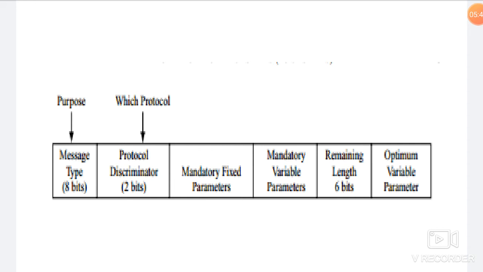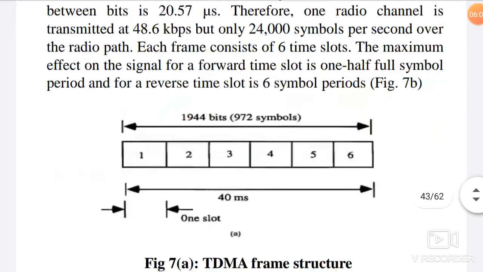Now we are going to see how the TDMA structure, the frame length and all that will be. Basically, in NA-TDMA, the setup channels are analog channels shared with the AMPS systems.